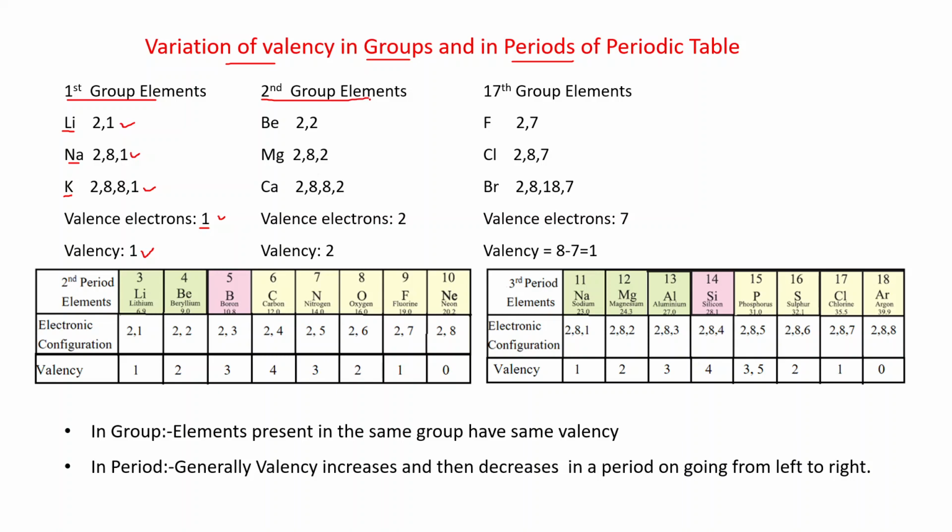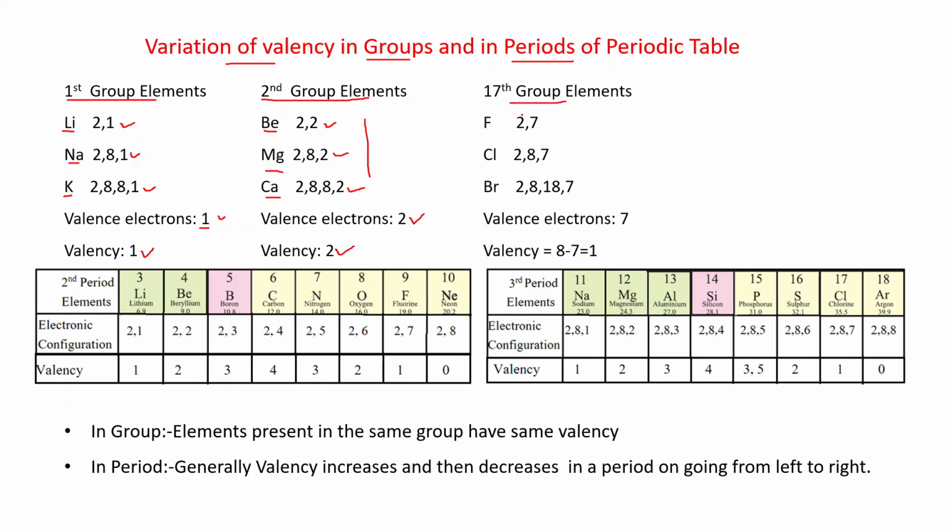Now these are some group 2 elements: beryllium, magnesium, calcium. Electronic configuration: beryllium 2, 2, magnesium 2, 8, 2, calcium 2, 8, 8, 2. If you find the number of valence electrons in all these elements, these are 2. That's why valency is 2.